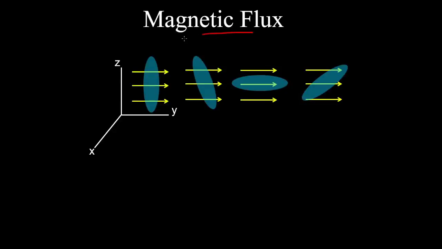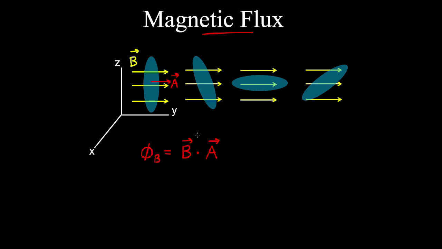Magnetic flux is similar in concept to electric flux. So given an area A with an area vector A being perpendicular to the area, and given a magnetic field B going through that area, then a magnetic flux through the area is defined as a dot product between a magnetic field and the area vector, and denoted phi B.